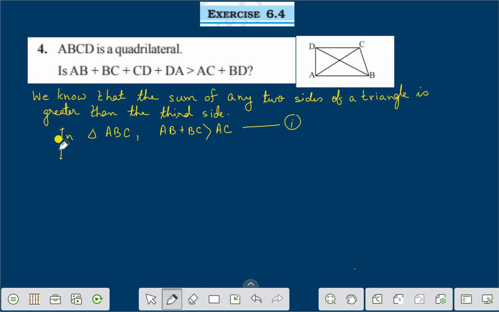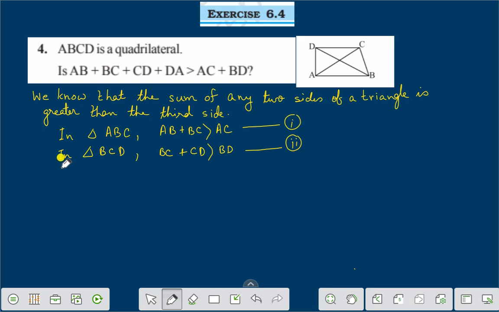In triangle BCD, BC plus CD is greater than BD. This is equation 2.